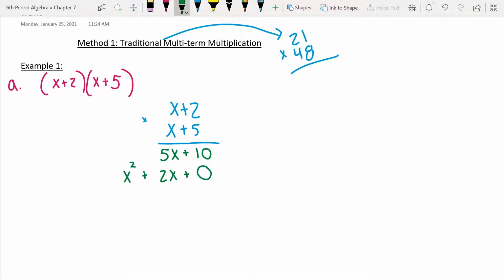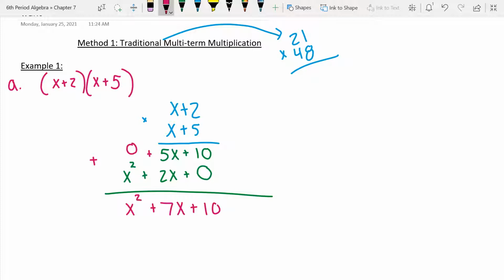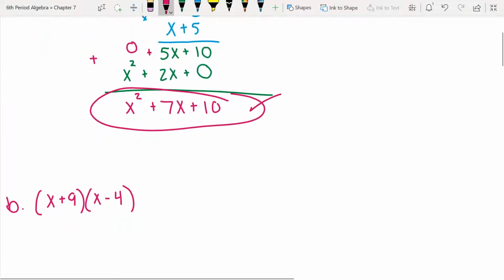And just like normal multiplication, what happens now is I add straight down, and we add our like terms. So I add the constants, the single variable, and the terms that have an exponent. So 10 plus 0 is 10, still positive. 5x plus 2x is a positive 7x. And I don't have another term that has an exponent of 2, so this is really a placeholder here of 0. And 0 plus x squared is x squared. Please make sure that you write your final answer in standard form, which ours is, because from left to right the exponents go down. So I'm good. That's our first example of traditional multiplication.